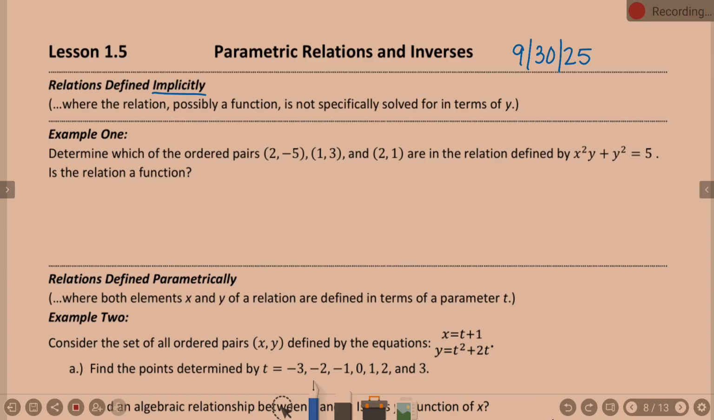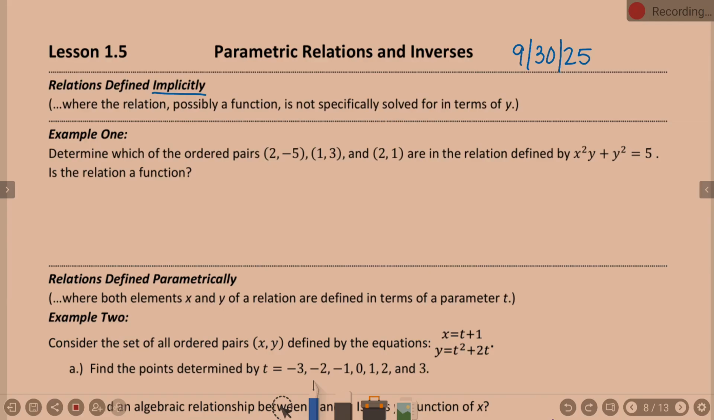Example 1, pretty basic, I think. Determine which of the ordered pairs, (2, -5), (1, 3), and (2, 1), are in the relation defined by x squared y plus y squared equals 5. And then a secondary question will be, is the relation a function? Hold that thought for later. We'll come back and talk about that at the end. So how do we want to determine which of the ordered pairs are in this relation? What do you think, Addie?